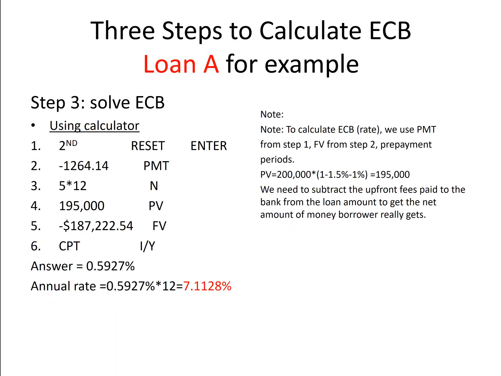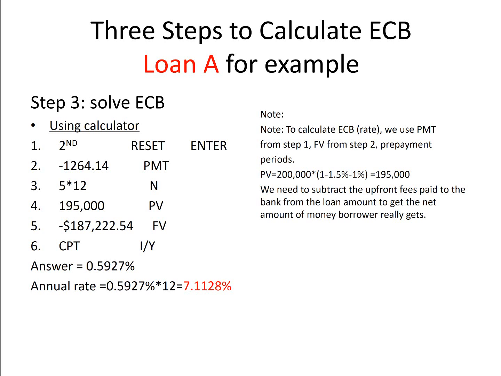In the third step, we solve the effective cost of borrowing. So the monthly payment is $1,264.14, which is a cash outflow. It's a negative number. The number of periods equals 5 years, 60 months. Present value is $195,000, which is the loan amount minus upfront fees and mortgage insurance. It gives us the net amount of money the borrower gets from the bank. The future value is negative $187,222.54. That is a negative number. It's the outstanding balance paid to the bank at the end of year 5.